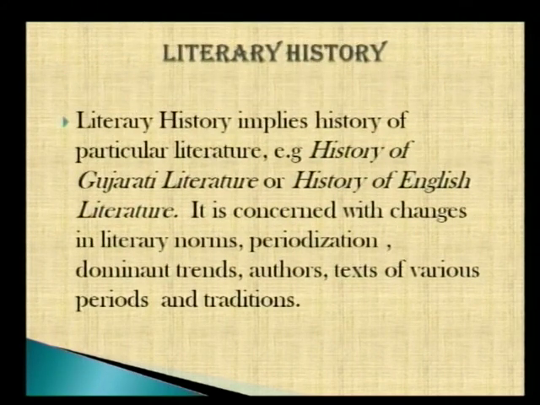What is literary history? Literary history implies the history of a particular literature, that is, history of Gujarati literature or history of English literature. It is concerned with changes in literary norms, periodization, dominant trends, important authors, and texts of various periods and traditions.